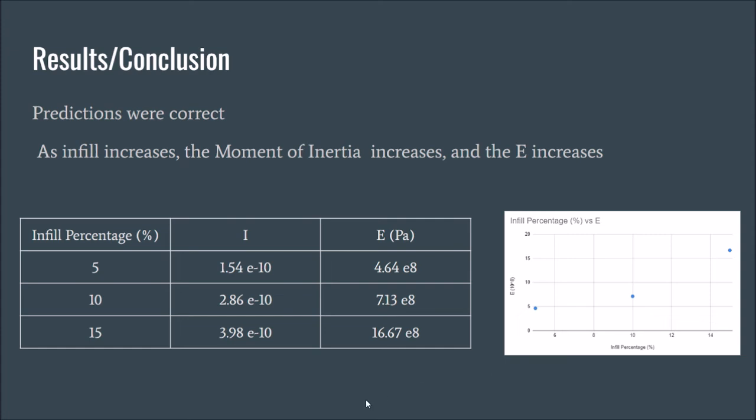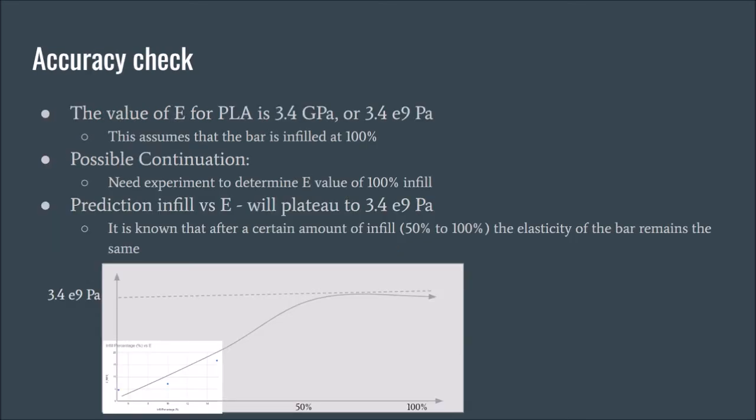So the infill percentage, as you can see, when it increases, the E value, or the stiffness, also increases. So what we have is at 5%, it was 4.64e8, at 10% 7.13, and then at 15% 16.67. So in terms of an accuracy check, the value of E for PLA is 3.4 gigapascals, or 3.4e9 pascals. And this basically assumes that the bar is infilled at 100%.